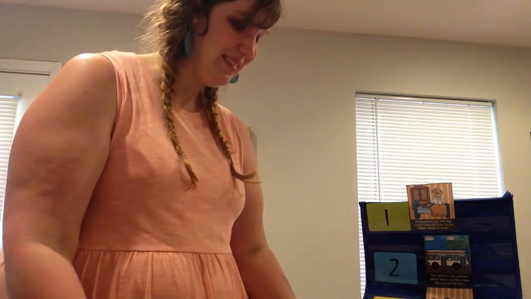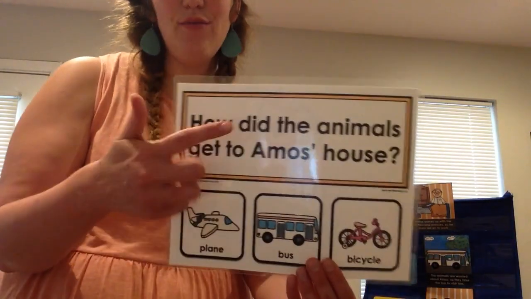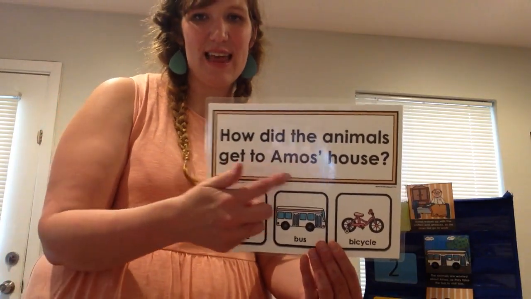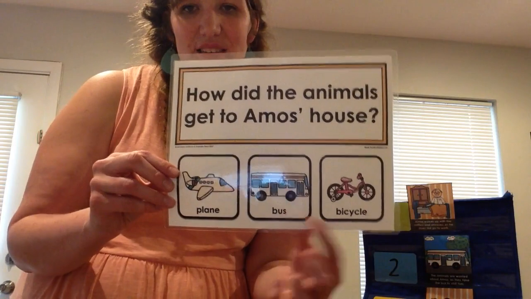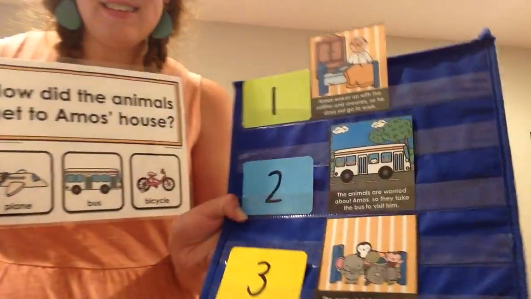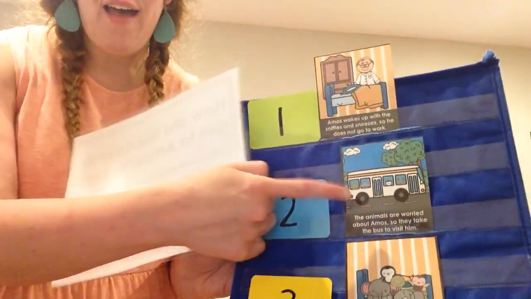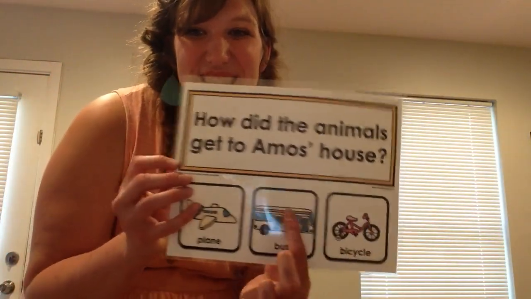Good job, friends. And our last question, how did the animals get to Amos's house? Did they take a plane, a bus, or a bicycle? Let's check our sequencing chart to see. There! They took the bus.